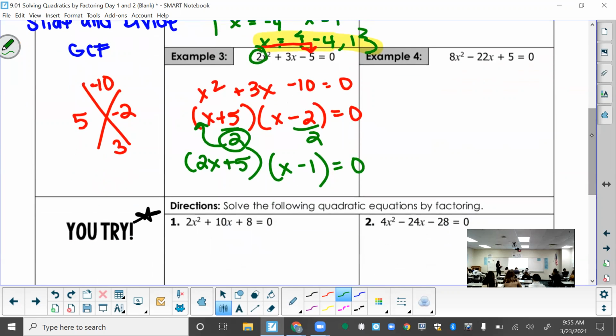Now we're going to solve the quadratic. So set each one equal to 0. Now we have 2x plus 5 equals 0, and x minus 1 equals 0. Let's start with the easier one. What's going to be the value of x over here? 1. Because 1 minus 1 is 0.